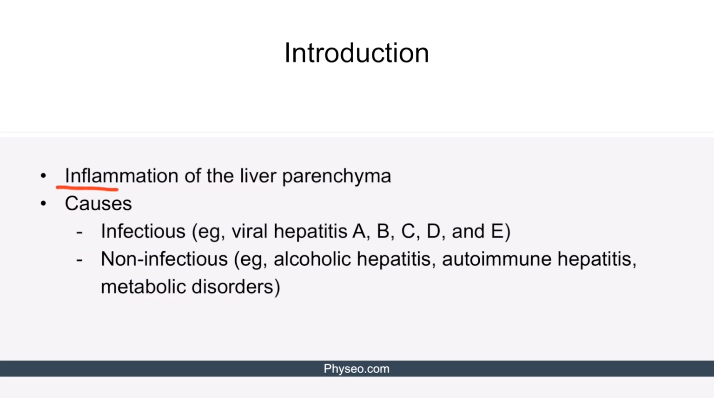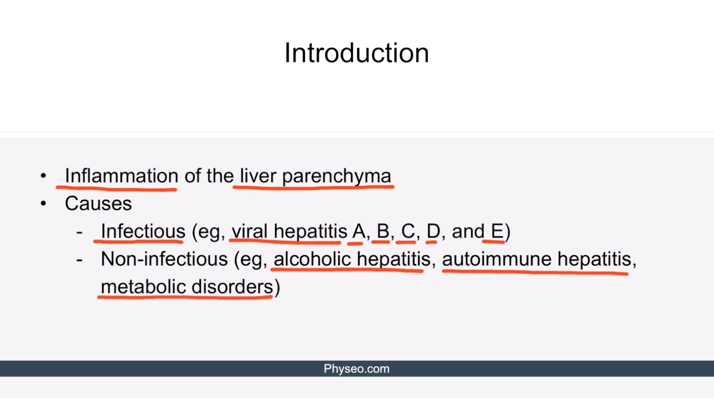Hepatitis means inflammation of the liver parenchyma. It can be caused by both infectious and non-infectious disorders. The most important infectious causes are viral hepatitis A, B, C, D, and E. On the other hand, common non-infectious causes include alcoholic hepatitis, autoimmune hepatitis, and metabolic disorders affecting the liver. Our topic of discussion in this video will be viral hepatitis A to E.